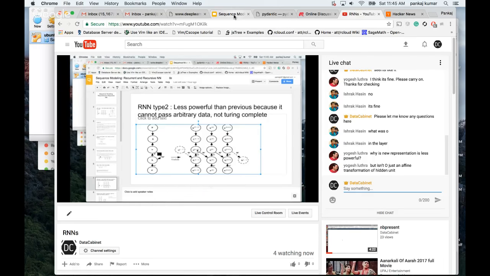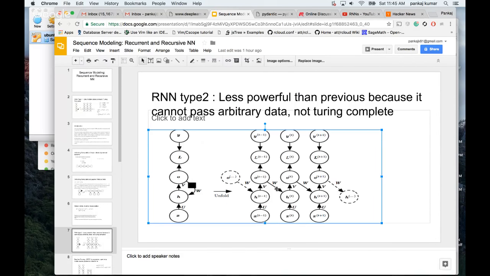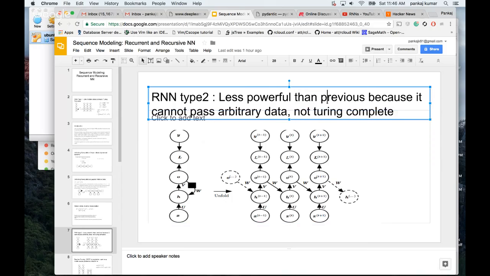Yes, O is an affine transformation, but there is no loop in H, right? So H doesn't model the next H. O models the next H. And that's the reasoning. I don't think there is a formal reasoning given in the book, but that's the intuition behind it.